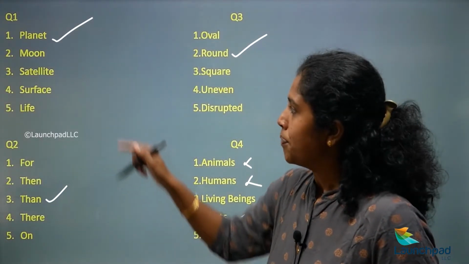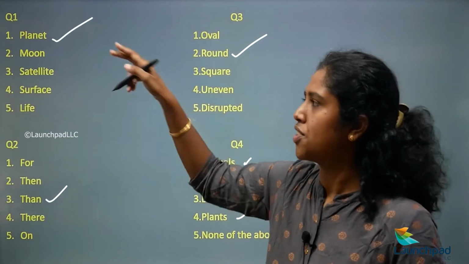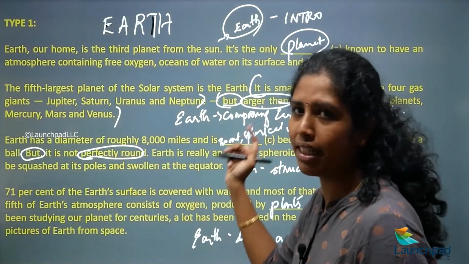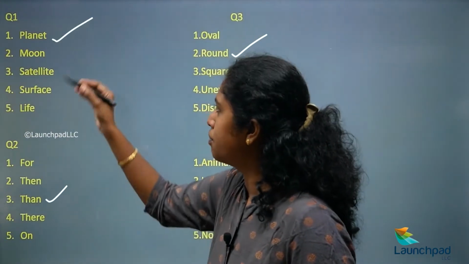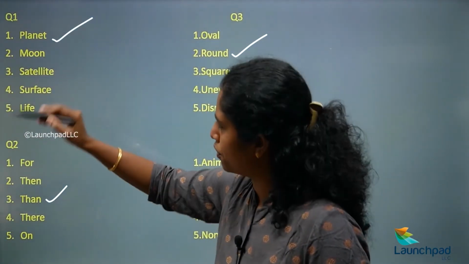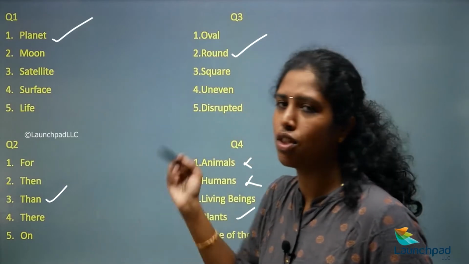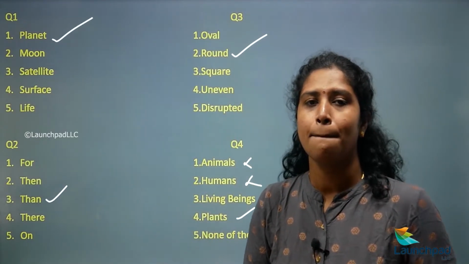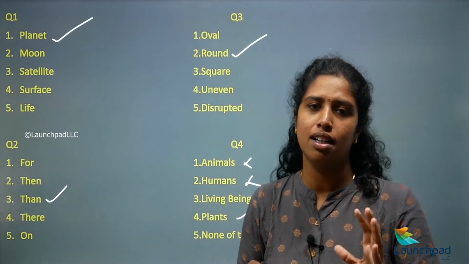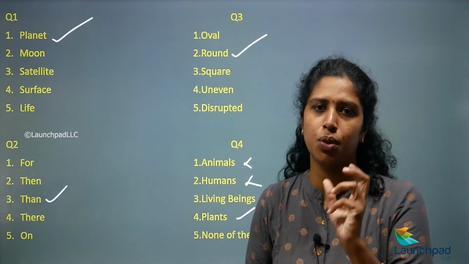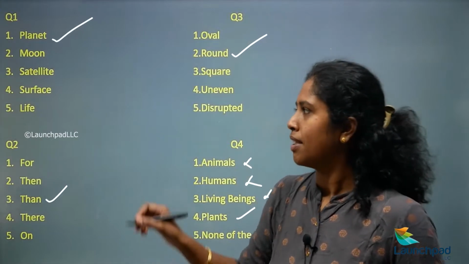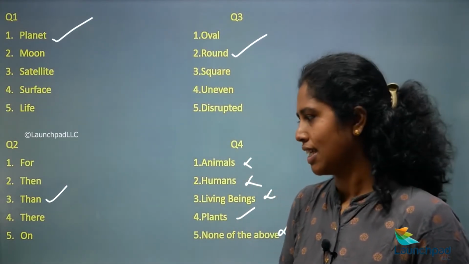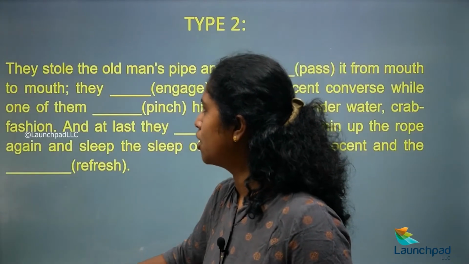So you see, in case you had immediately jumped into these options, you would be flipping back and forth to check if planet would fit in, moon would fit in, a satellite would fit in, surface or life, and you would need to eliminate. But once you are sure of which kind of word will fit in the sentence, the entire process becomes very simple for you. Now let's move on to our next.